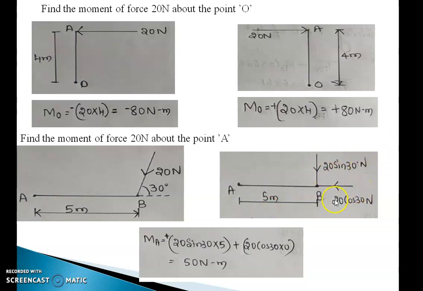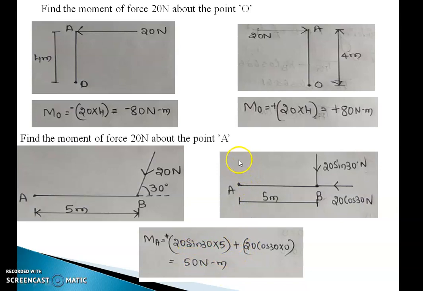I will go to 20 cos 30. 20 cos 30 is a 100% horizontal force. When force is horizontal, I need the perpendicular vertical difference between A and B. The vertical difference between A and B is 0. In fact, A and B are at the same level. So 20 cos 30 into 0. You can use plus or minus here, because 2 plus 0 is 2 and 2 minus 0 is also 2. So any symbol can be used, not an issue. The final answer works out to be 50 Newton meter.